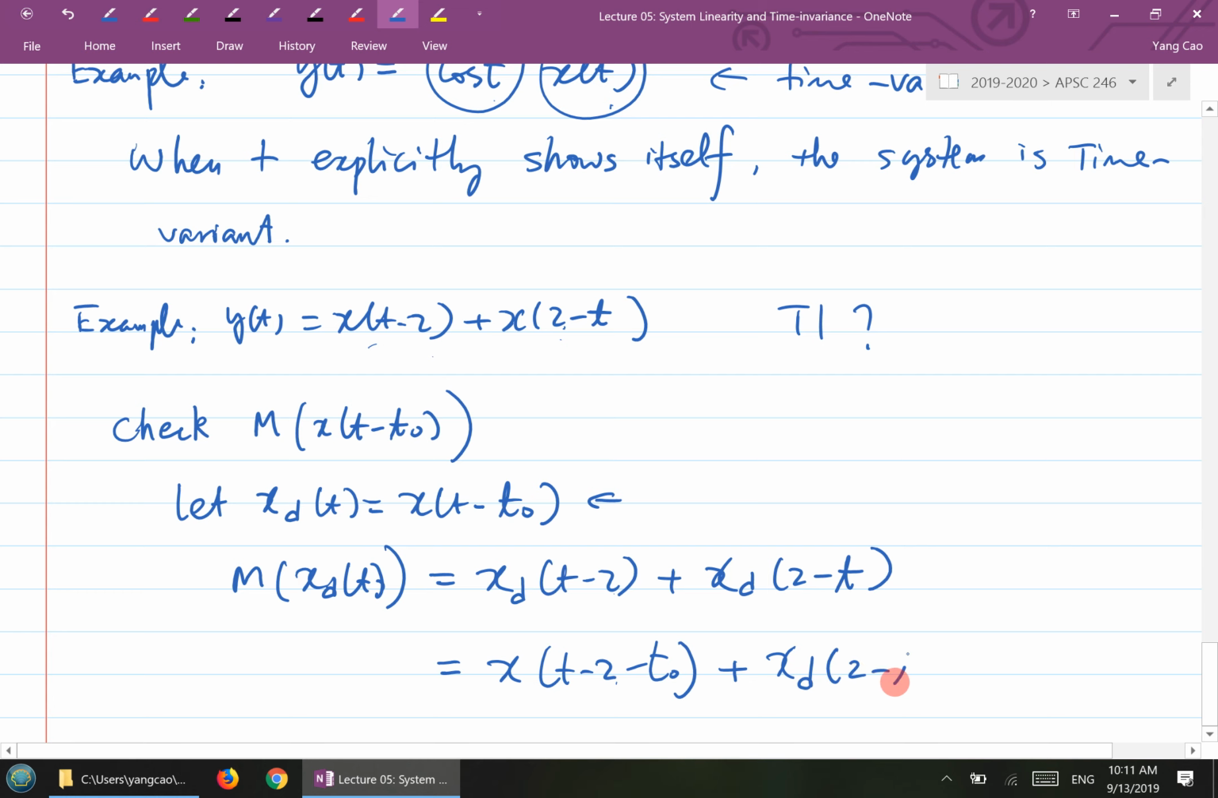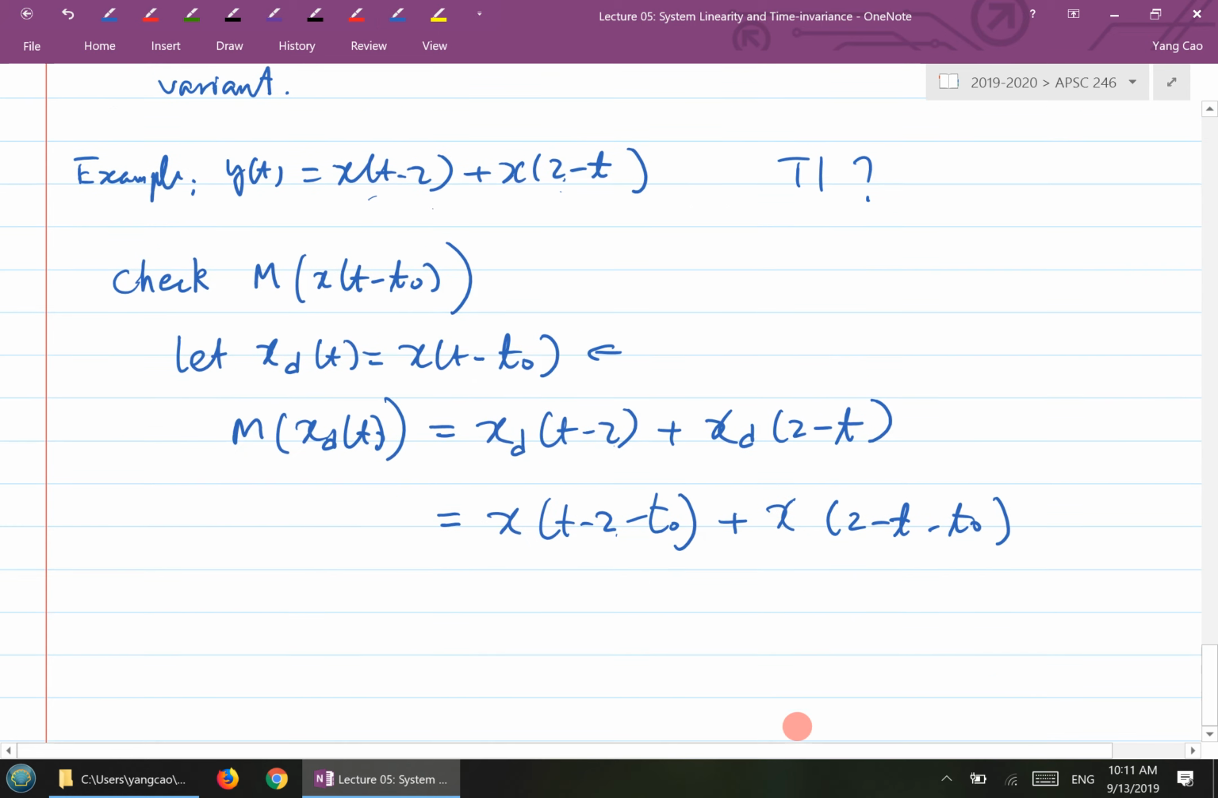So now you get this, right? Oh, so not the xd naught. Yes. Thank you. Good job. Sorry. Yes. What is it? 2 minus t naught, right? Yes.